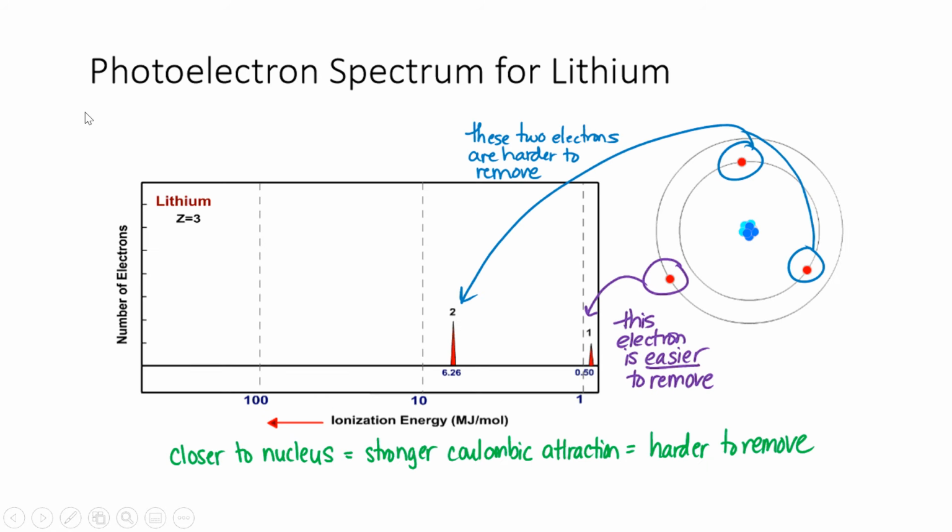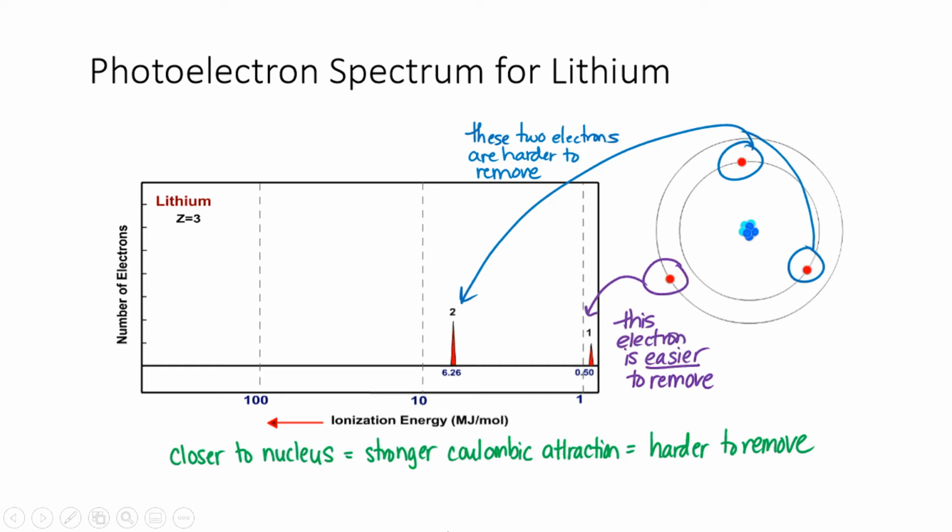Here is an example of how this graph is connected to the subatomic structure. So we notice for lithium, we've got 2 electrons that are closer to the nucleus, so they take a little bit more energy to remove. You've got 1 electron that's in a further away position, so it takes less energy to remove. So we'll notice that the ones closer to the nucleus have a stronger Coulombic attraction to the nucleus. They're going to be harder to remove, so they have higher ionization energies.